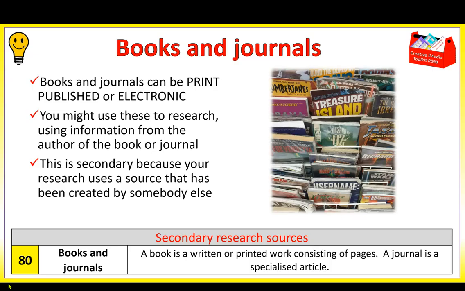So secondary research, it could be a book, it could be a journal. You could go to a library and you could get a book and find information out from there. A journal is more like a specialised article. It could be written on like a Word document, for example, or it could be in a book.